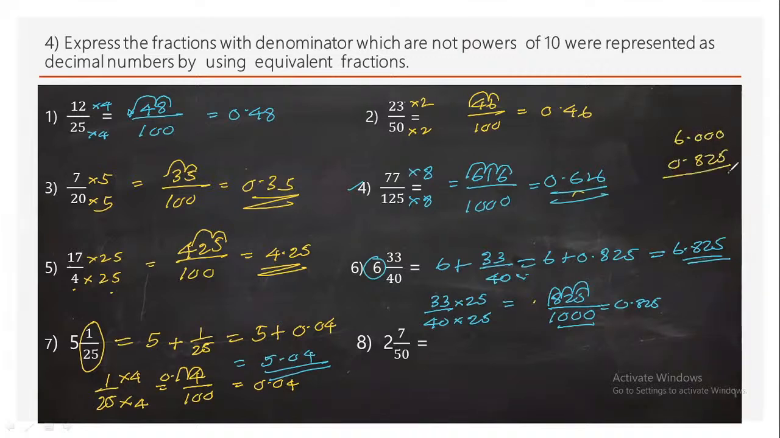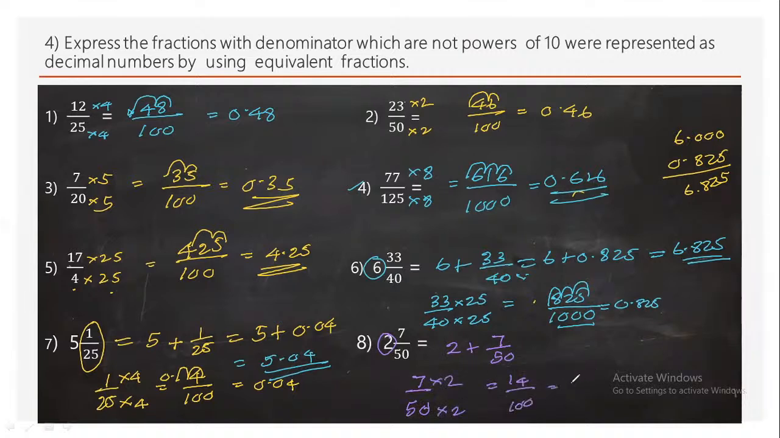0.825, 5 to 8, 6.825. Now look at this, it is also a mixed fraction. Then you have to consider the whole numerical part 2 plus the fractional part 7 over 50. Right? Now you can convert this fractional part 7 over 50 to a denominator of 100. To convert 50 to 100, multiply by 2, and the top also by 2, 14 over 100.